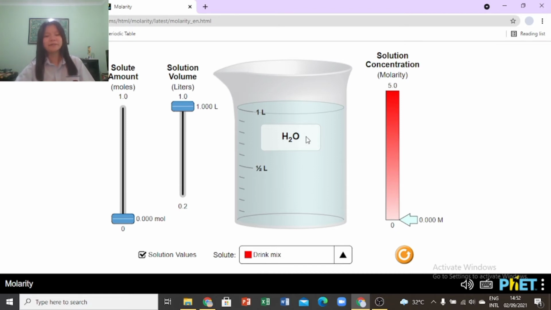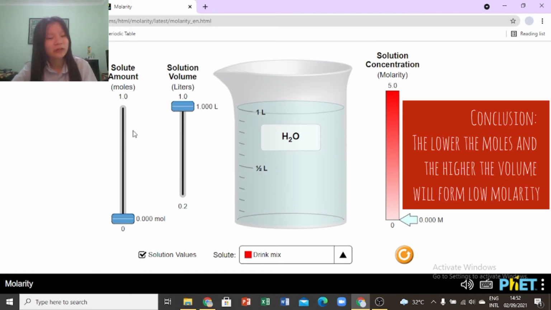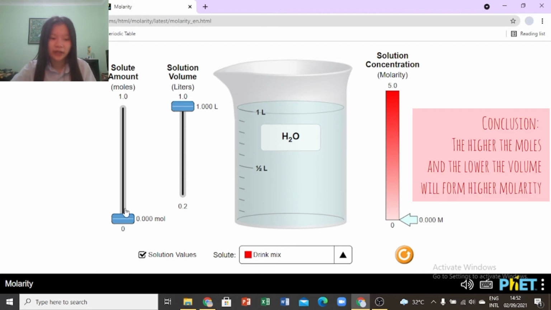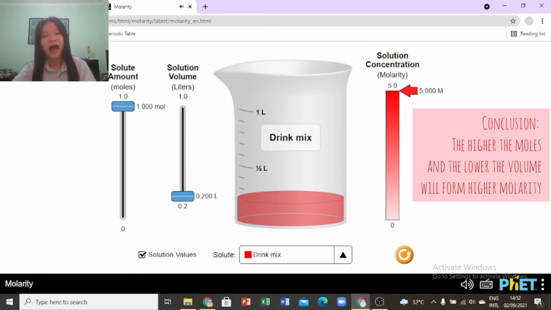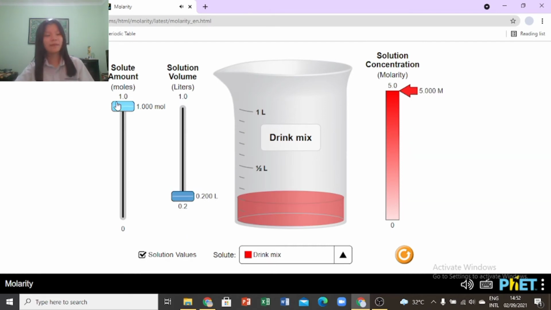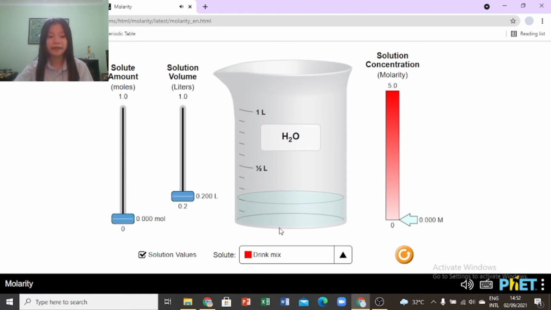So what conclusion could we get here? I know it's very simple. The lower the solute amount and the higher the solution volume will form low molarity. But the higher the solute amount in moles and the lower the solution volume in liters will form high molarity. Okay, that's for drink mix.